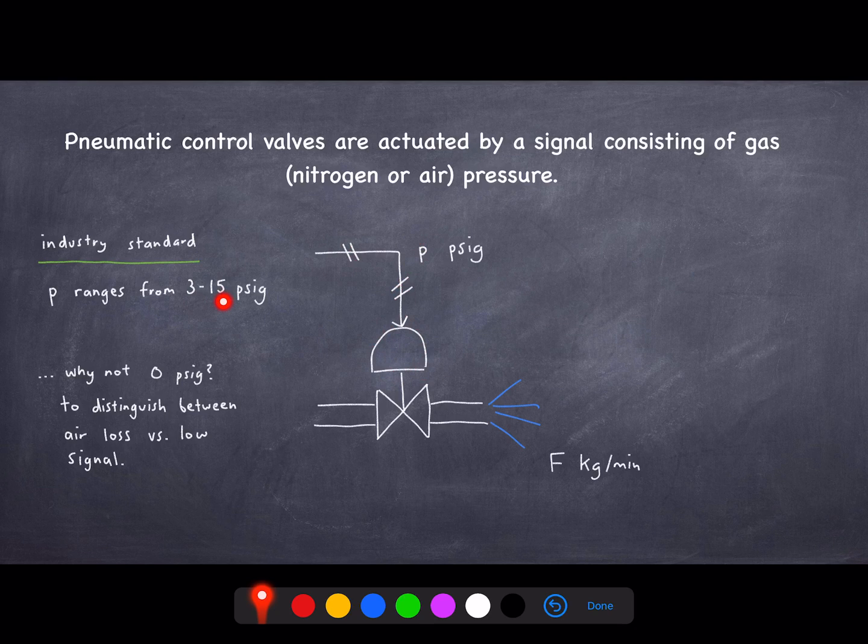You might wonder, why not 0 to 15 psi? The reason is that we need to distinguish between air loss and a low signal output from your controller. So now if someone comes in with an axe, chops your air line in half, and you lose air, you can distinguish that from your controller outputting the minimal value. So it's really for troubleshooting.